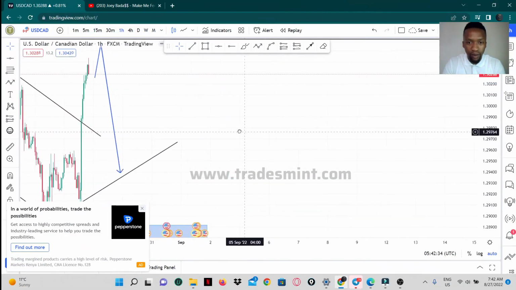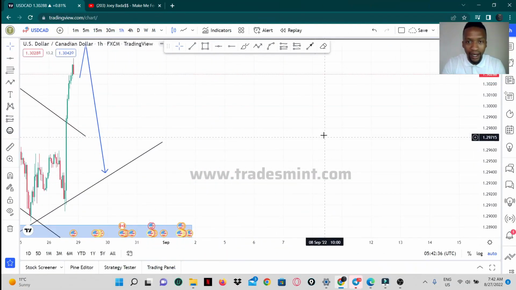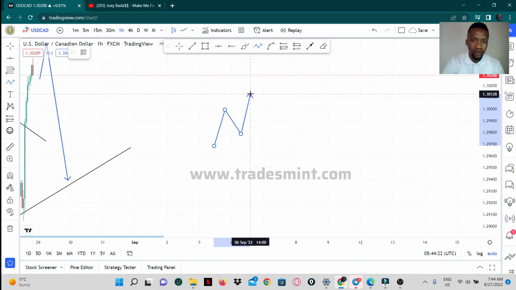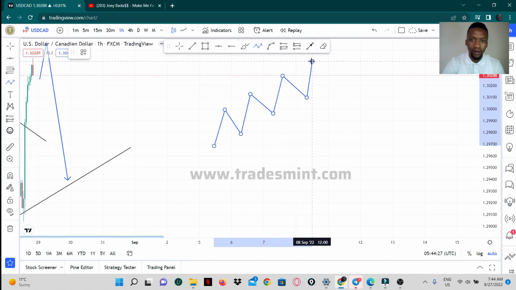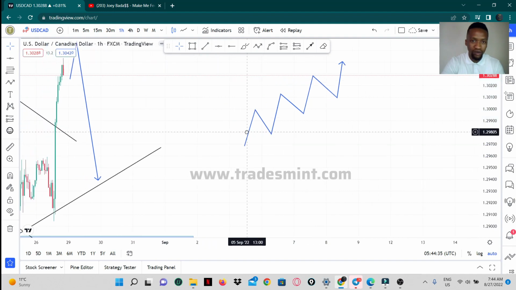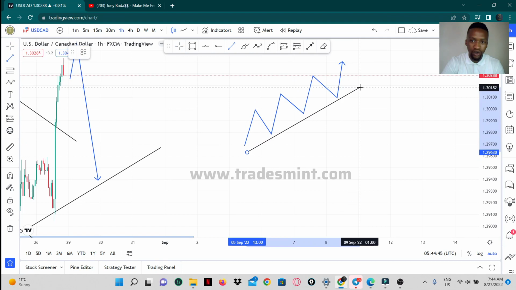Okay, guys, so I'm going to show you what we mean by an uptrend. The market is going to push down, push up, push down, push up, push down, push up. This is how we define an uptrend, guys. The market is moving in an upwards trend, as you can see over here. Let me just put this trend in for you guys. The market will be moving in an uptrend like so.